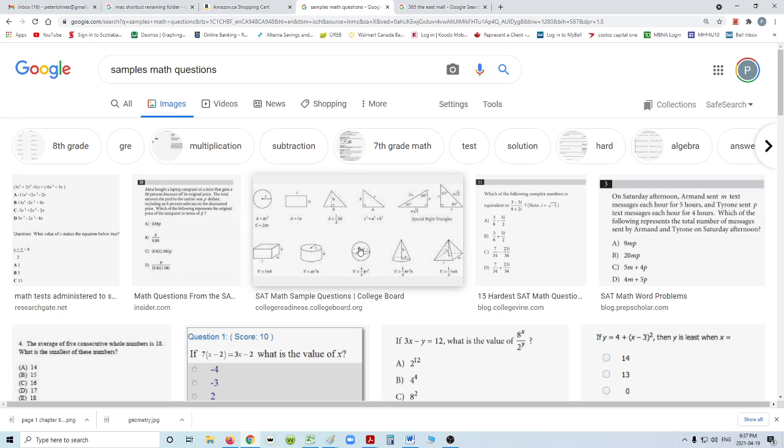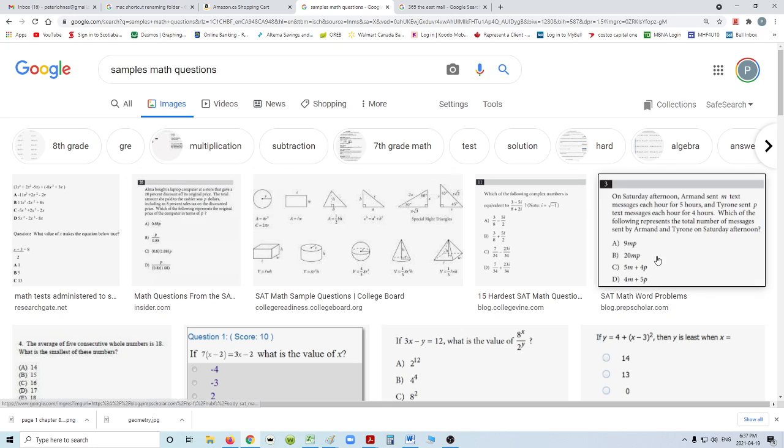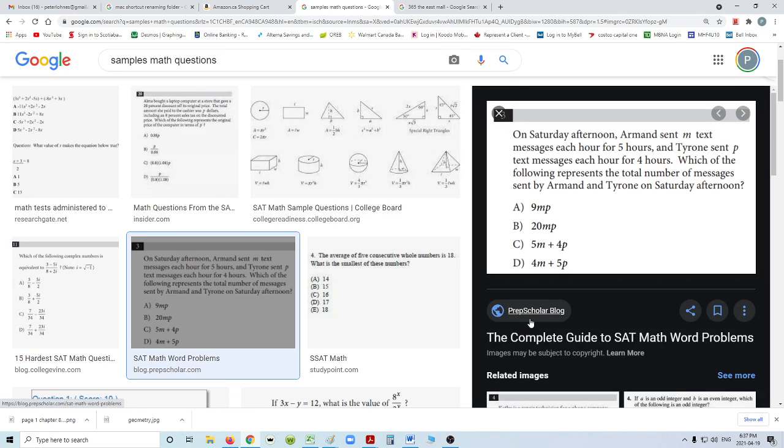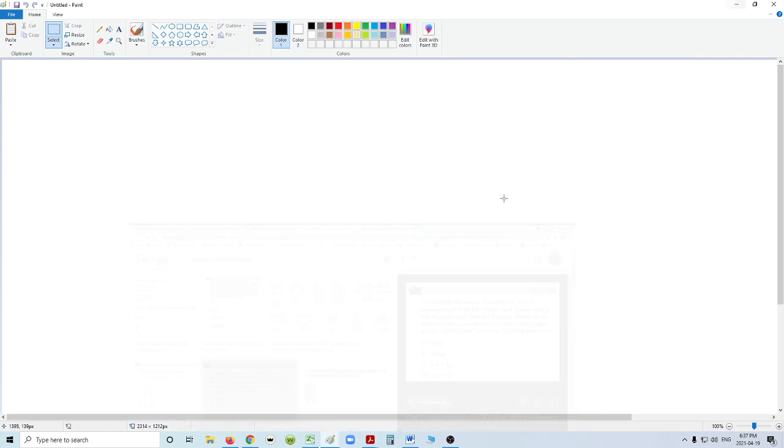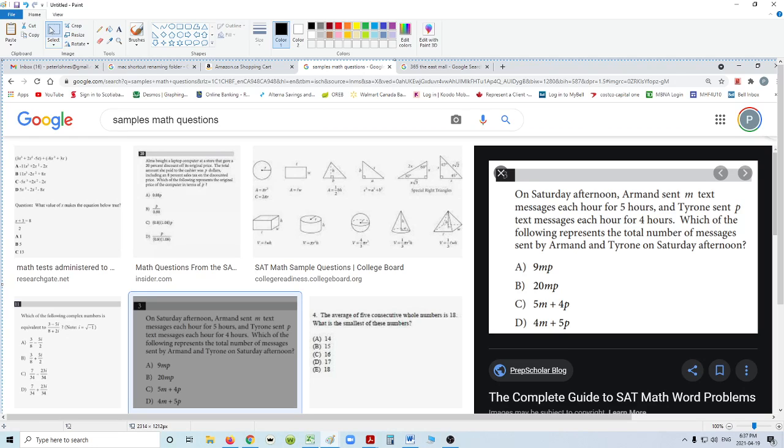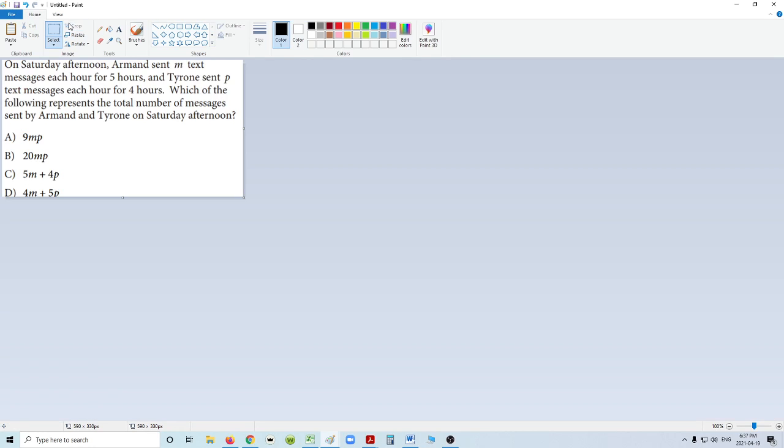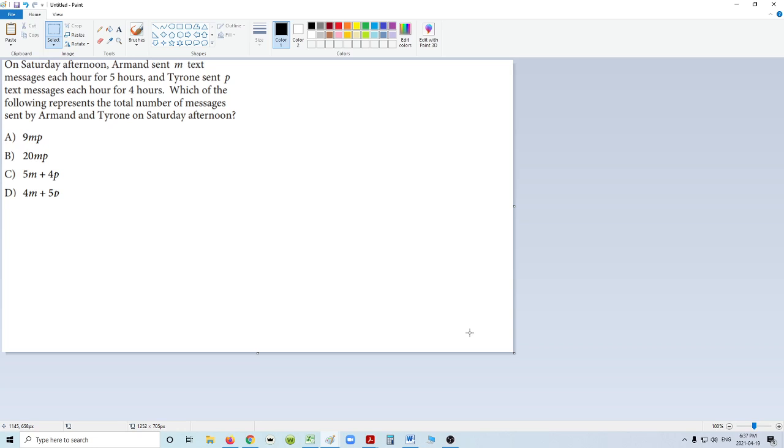Let's say we have this. The first thing you want to do is read the question. So on Saturday afternoon, Armin sent M text messages each hour for 5 hours. So he sent a whole bunch every hour for 5 hours, so 5 times. And Tyrone sent P text messages each hour for 4 hours. So he sent 4P text messages. Which of the following represents the total number of messages that they sent?